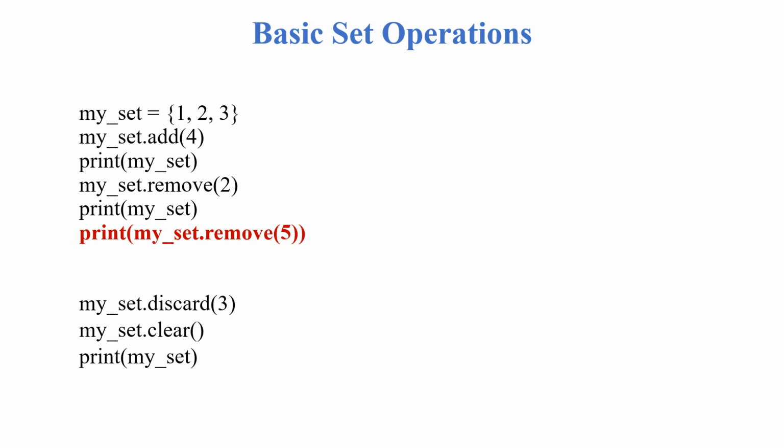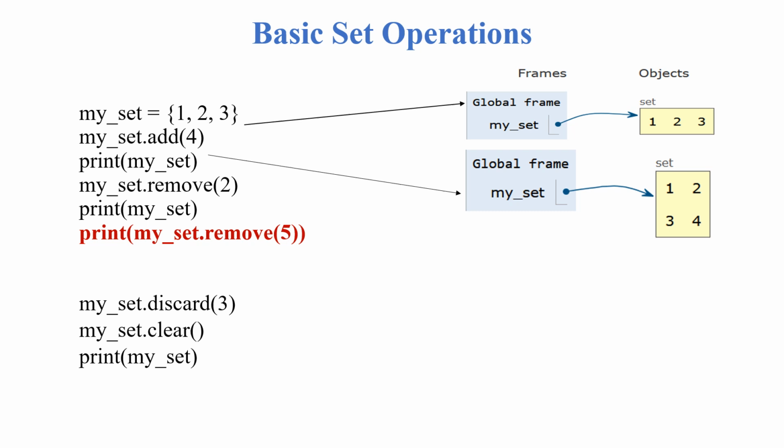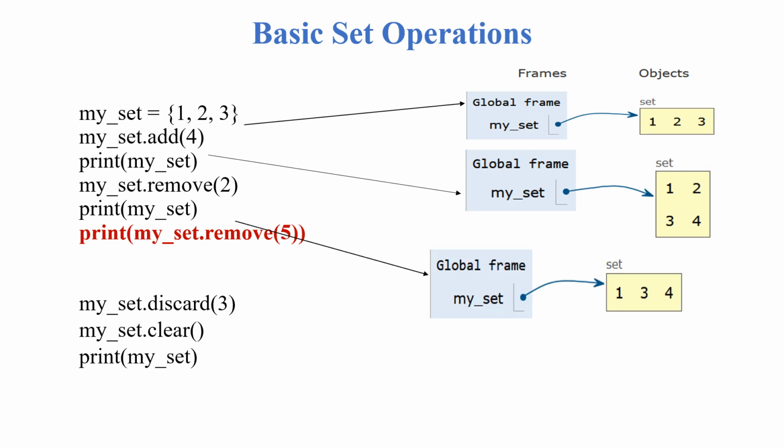We'll take one example to understand how the operations are performed. We are creating one set, 1, 2 and 3, so a set is created. Now we can add an element. The element is added at the end, so 1, 2, 3, 4. Then we remove 2. We have 2, so it is removed, and then when we print it, it prints 1, 3 and 4.